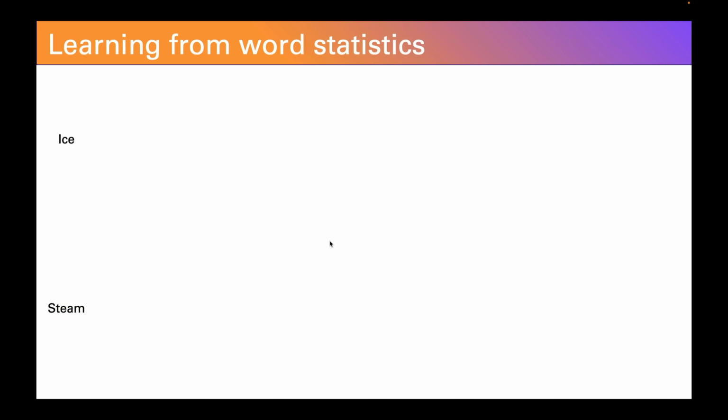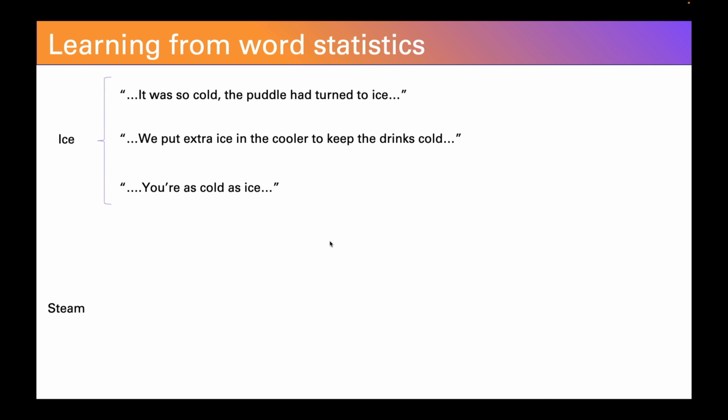Now, even though it isn't entirely precise, we can develop some kind of intuition for what the training algorithm is doing. And that is, it is learning the word meanings by understanding them through their different statistics, how frequently they occur. So let's take, for example, the words ice and steam. So you might have phrases like this in our training data. It was so cold, the puddle had turned to ice. We put extra ice in the cooler to keep the drinks cold. You're as cold as ice.